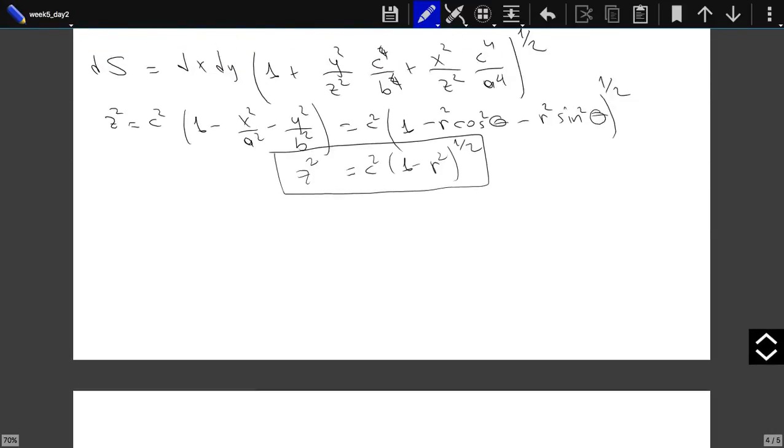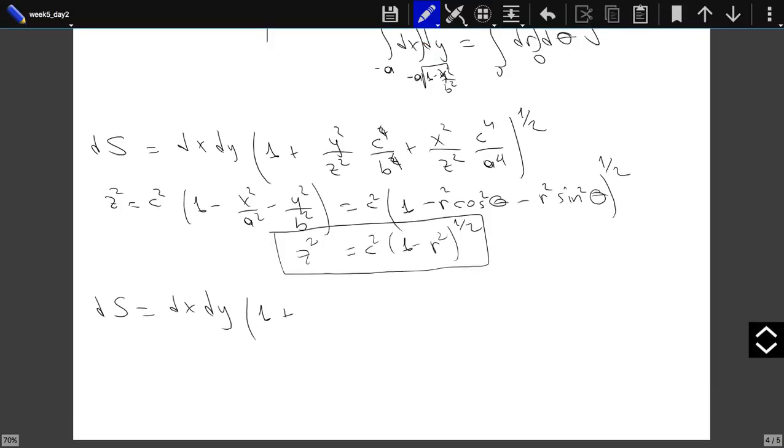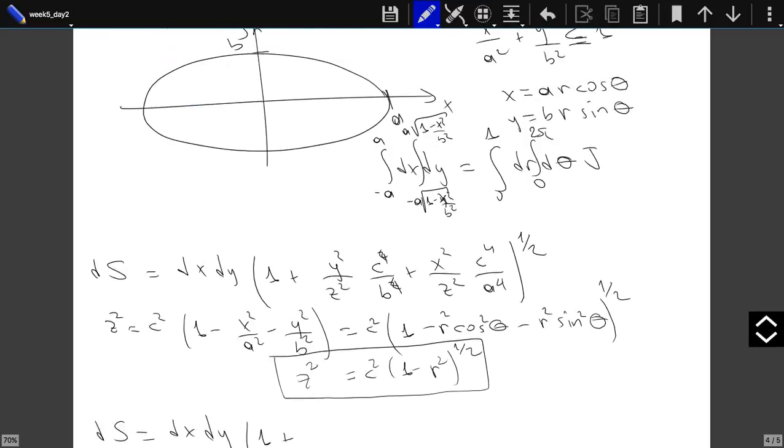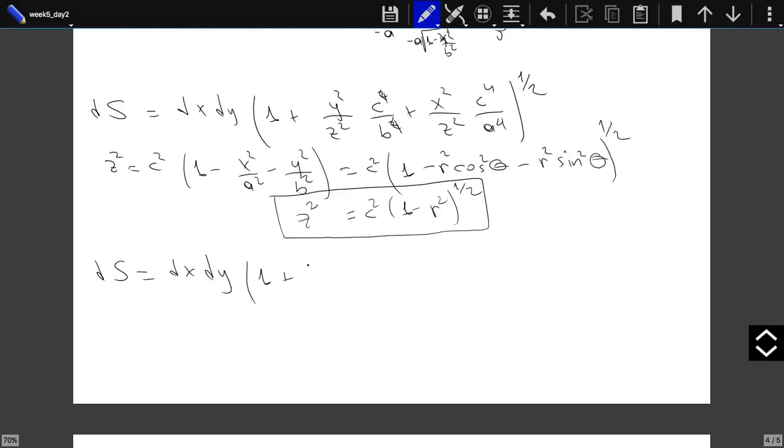So let's write the ds. I will keep the dx dy. So you have to convert it into r and theta, dr and d theta, with the Jacobian. You have to calculate the Jacobian of this transformation. Dx dy times 1 plus, well, you see y squared is b squared r squared sine squared theta divided by c squared 1 minus r squared. Now, in z squared, I don't have that square root.